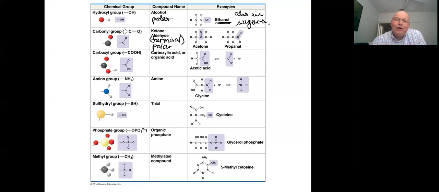Because of the oxygen. We know oxygen is electronegative, so this double bond is going to be somewhat polar because of the presence of the oxygen. That means its presence on any carbon chain is going to make that carbon chain soluble as well. And this is also found in sugars.